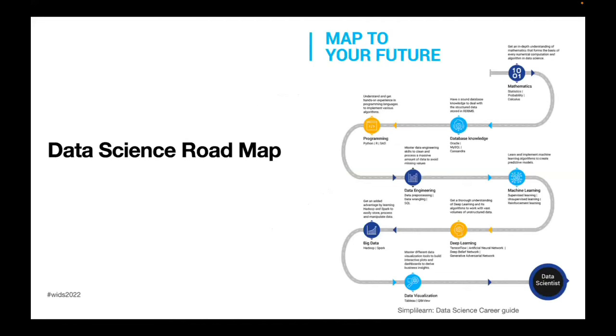So the data science roadmap. If you want to transition into data science, what is the data science roadmap? What would you go through? This picture is from Simply Learn. So 101 is mathematics, statistics, probability, calculus.